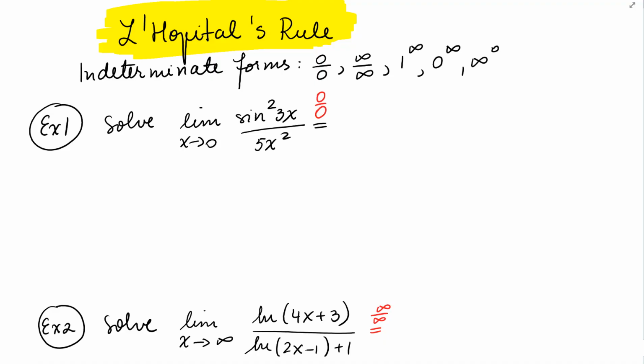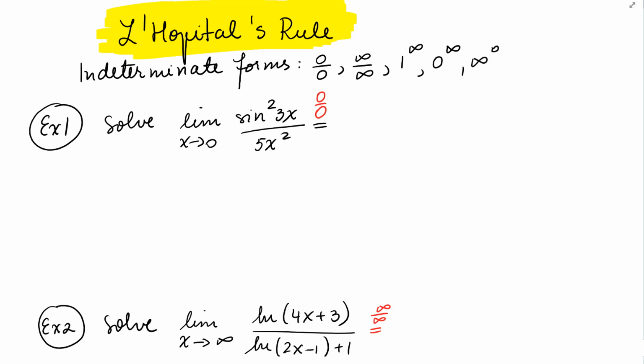In this video, I'm going to solve a few limits using L'Hopital's rule. So there are a few indeterminate forms like 0 over 0, infinity over infinity, 1 to infinity, 0 to infinity, and infinity to 0 that we have to use some methods to not leave the operation like that, to get something, even a finite number or infinity.